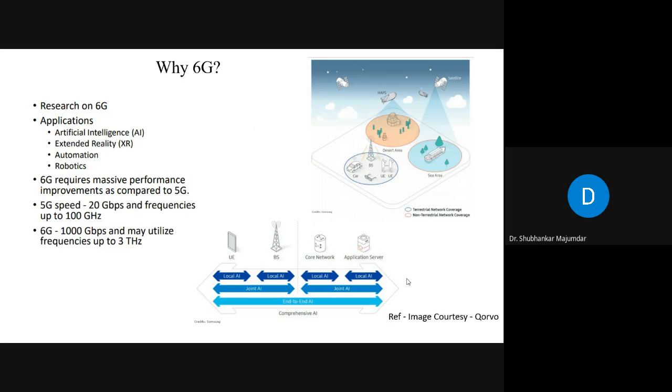As we increase the frequency range from 95 gigahertz to 3 terahertz, we are in the 6G range. For this higher frequency range, the basic implication is a data rate of 1000 Gbps. So it sounds very attractive, but the issue with higher frequency is absorption and attenuation.